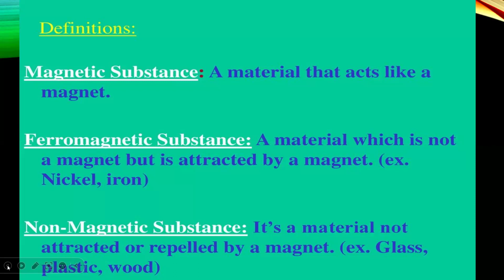So we have here some definition of terms. Magnetic substance, a material that acts like a magnet. Copy this in your notebook, please. Ferromagnetic substance, a material which is not a magnet but is attracted by a magnet. And then non-magnetic substances, a material not attracted or repelled by a magnet. Examples are glass, plastic, wood.